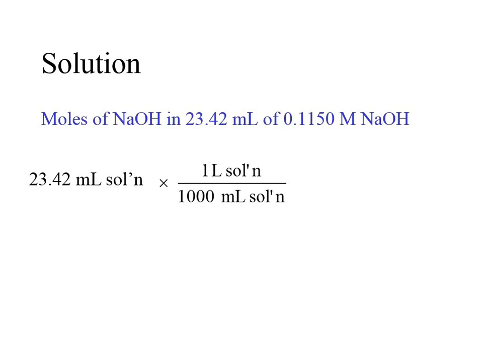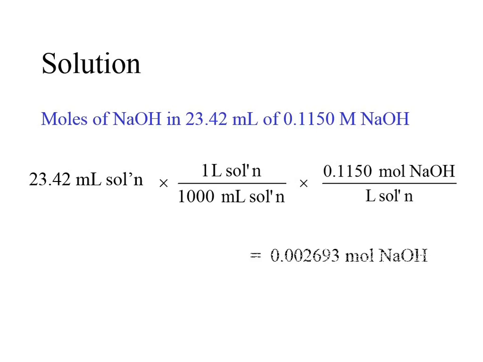So if I go 0.1150 moles NaOH over 1 liter, then milliliters cancel, liters cancel, and we're left with units of moles, which is awesome. I get 4 significant figures. So 0.002693 moles of NaOH.